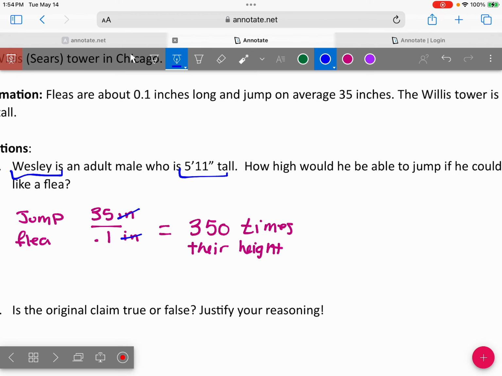So it might help to pick a unit. You can either write Wesley's height as feet and make our 11 inches be a decimal. It's not 0.11. Or we can switch it to be inches. Either way is fine. I'm going to say inches is probably easier because it's less decimals.